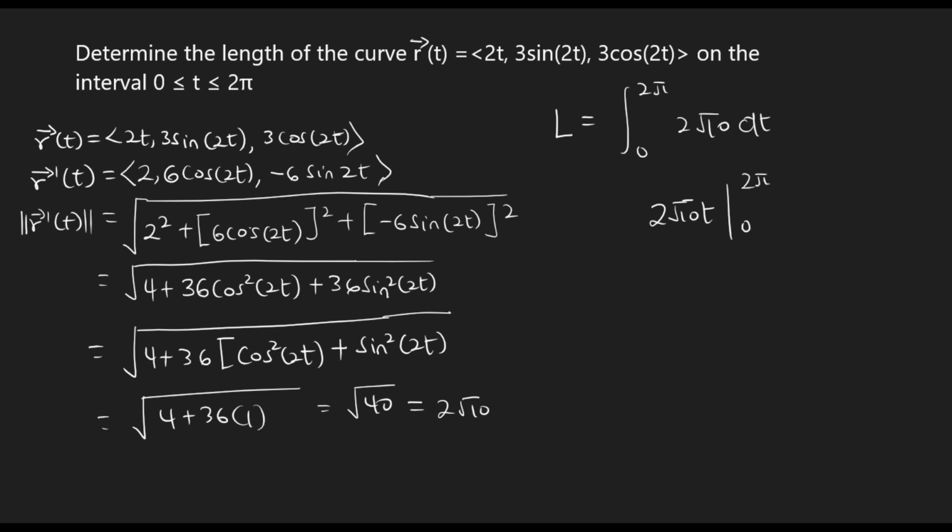So now let's do the substitution. So we're going to have 2 root 10 multiplying 2 pi, minus 2 root 10 multiplying with 0. So we're going to have the answer to be 4 pi root 10. Okay, that'll be the answer. So we are going to have the length of the curve to be equal to 4 pi root 10. So this is how to determine the length of a curve that is defined by a vector function.